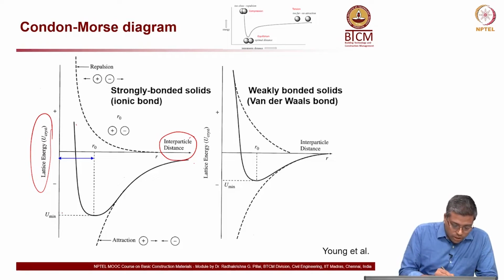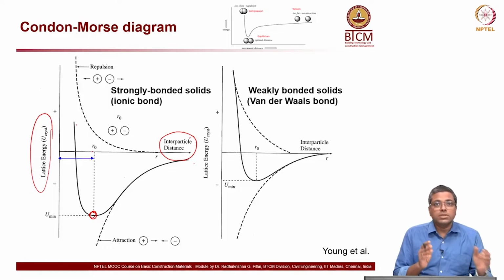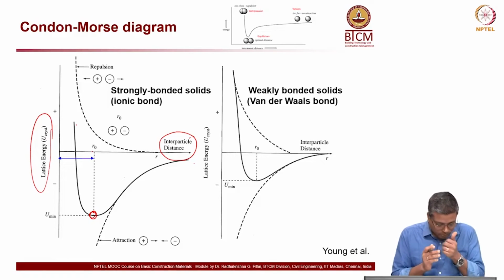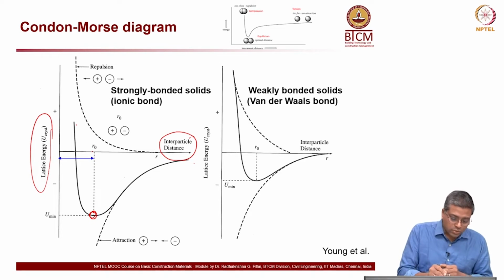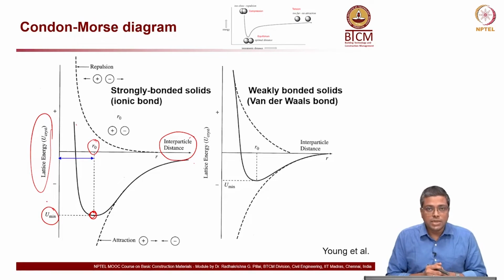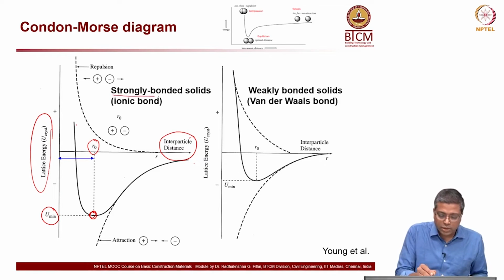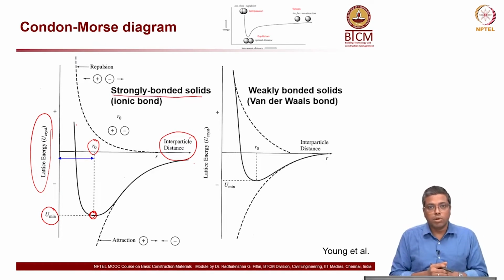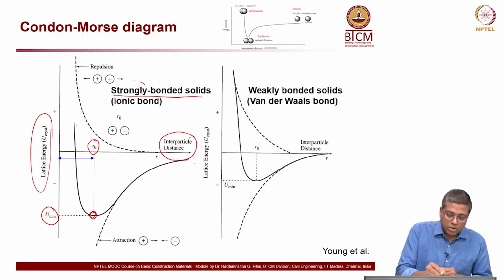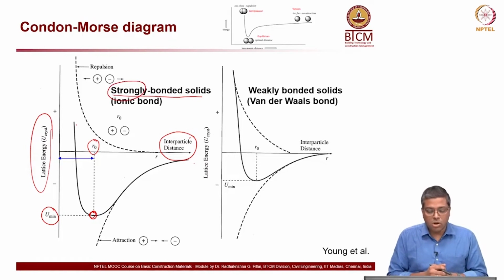Now, corresponding to this lowest energy level here, there is an R0 which is the interatomic distance at that level. So, we are going to call it R0, and then U min, the lowest energy level associated with those two atoms. Now, assume that this is a very high U min, the magnitude of that is very high, and it indicates that it is a strongly bonded solid, or the bond is very strong.